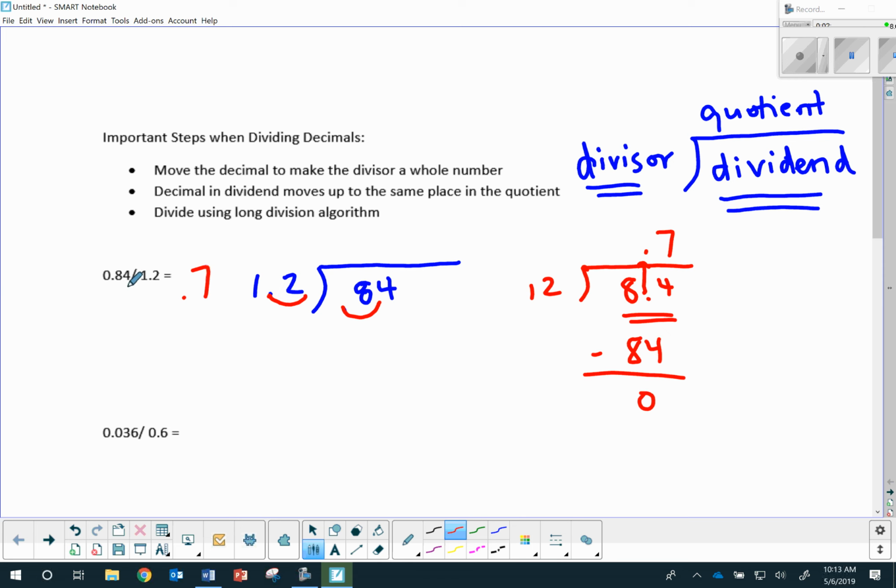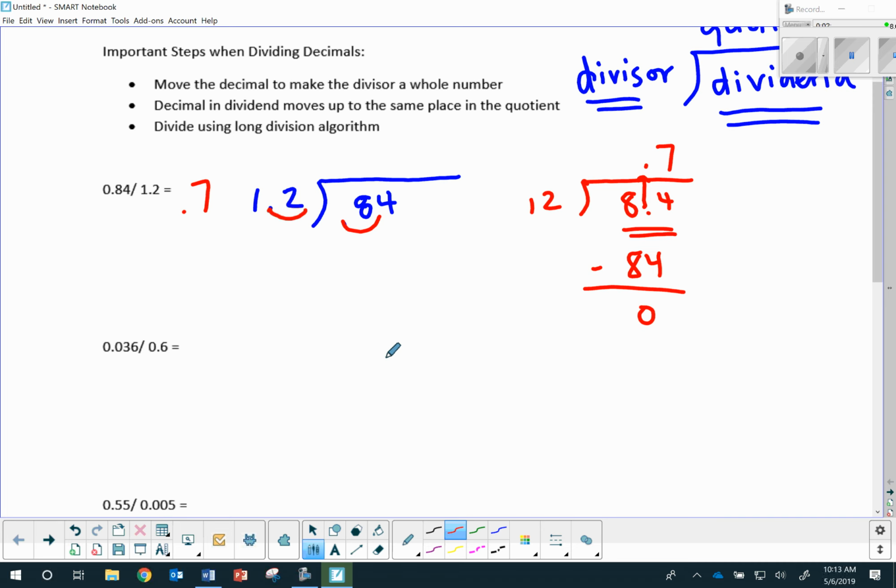And that would make sense because we're dividing 0.84 by 1.2, and 1.2 will not go in one time because this is a smaller number, so it's going to go in less than one time. It's going to go in 0.7 times.